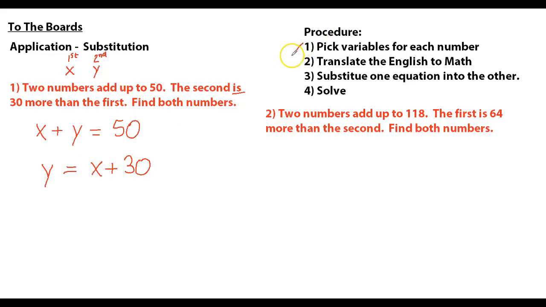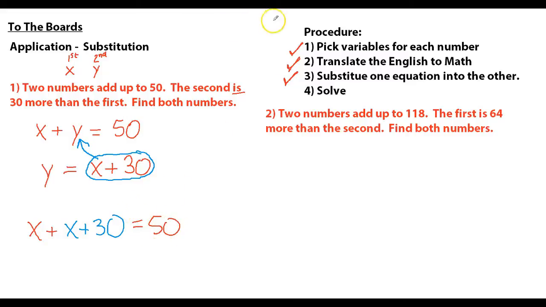Excellent. So I picked my variables X and Y, and I translated both the equations. And now I'm going to go ahead and substitute this second equation into the first. Because I know that Y is X plus 30, I'm going to take that X plus 30 and plug it into the Y of the first equation. Now when I do that, I'm going to get X plus this X plus 30, and that equals 50. Again, I'm plugging the X plus 30 in for the Y, and I wrote that here like that.